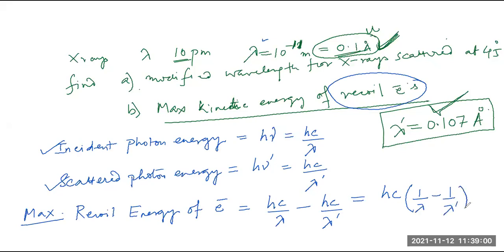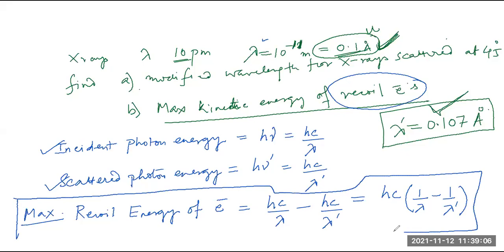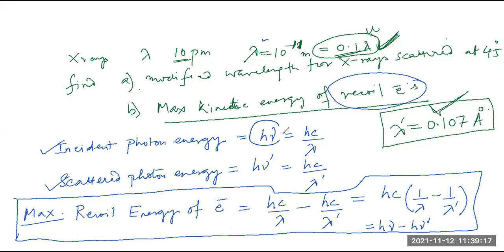So अगर lambda prime के terms में चाहिए, that is the recoil energy. Students याद रखना, this is the expression for recoil energy. या तो फिर आप इसको ऐसे भी लिख सकते हो, h nu minus h nu prime, or that can be written as h common nu minus nu prime. Is it okay?